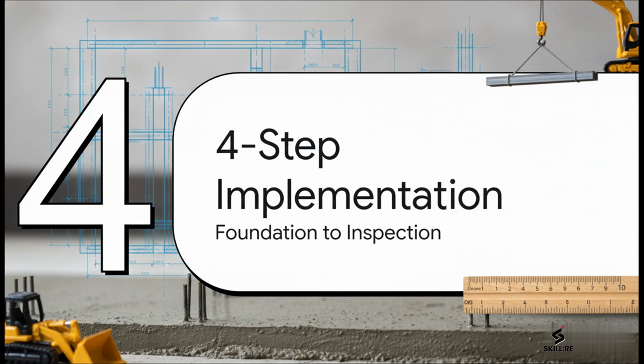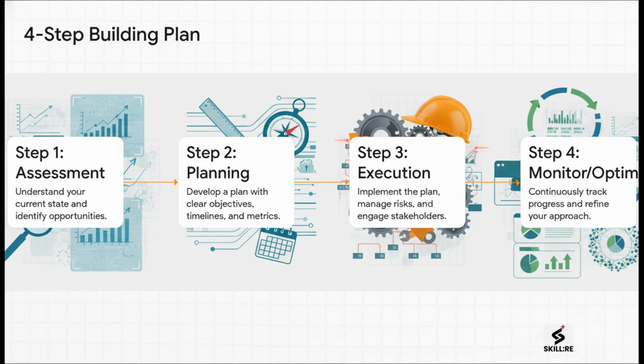All right, Section 4, the 4-step implementation plan. You've got your principles, you've chosen your framework. Now let's talk about the step-by-step plan that takes you all the way from the foundation to that final inspection. This 4-step plan gives you a super clear roadmap. Step 1, assessment. You gotta know where you're starting from. Step 2 is planning. Define what success looks like with clear goals and metrics.